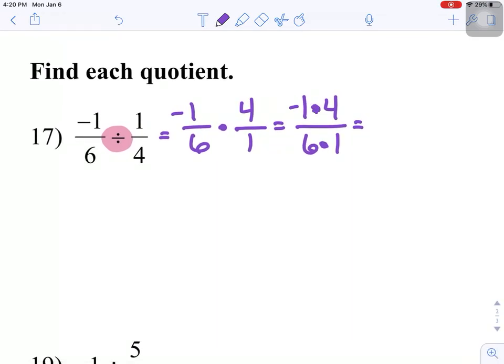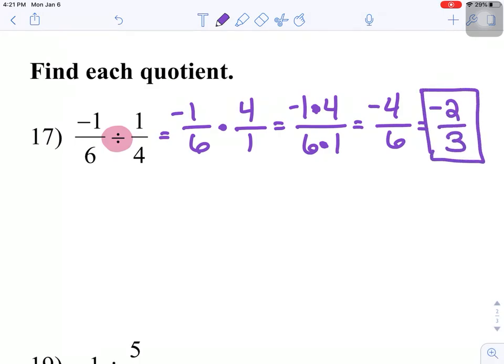All right, so negative 1 times 4 is a negative 4. 16 times 1 is 16. Reduce, reduce, reduce. Both of these numbers are divisible by 4. So negative 1 over 4. All right, and that's it.